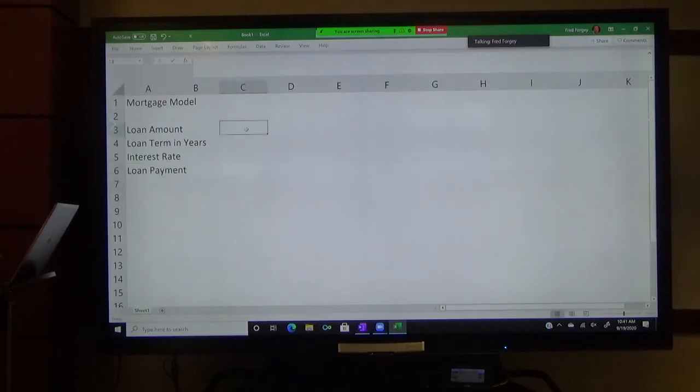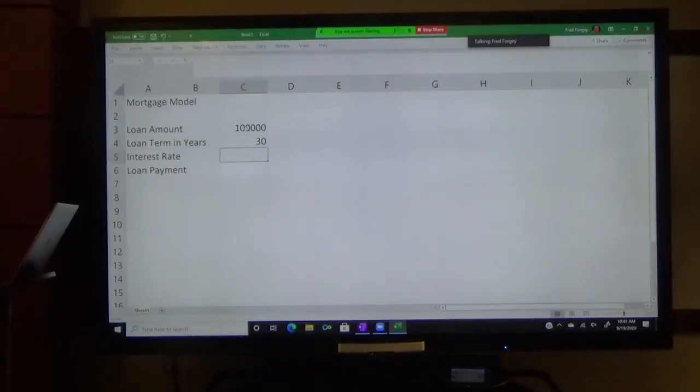Okay, so let's just start here with a $100,000 loan. Loan term in years is going to be 30 years. Interest rate, I'm going to put in at 10%. And then we're going to solve for payments. Okay, so this is the first actual calculation or computation in Excel. We're going to use the payment formula.